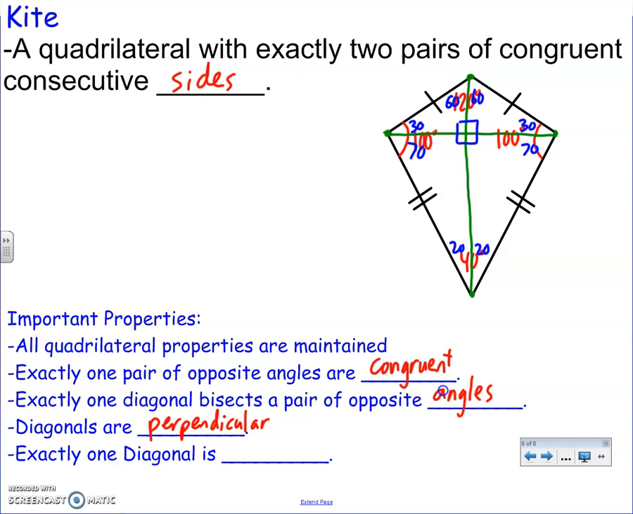And last, exactly 1 diagonal is bisected. So which diagonal looks like it got cut in half? It's the shorter one. So this will match this, whatever that is. Alright, that's all the properties. Let's try a problem.